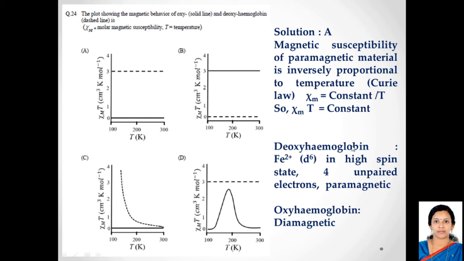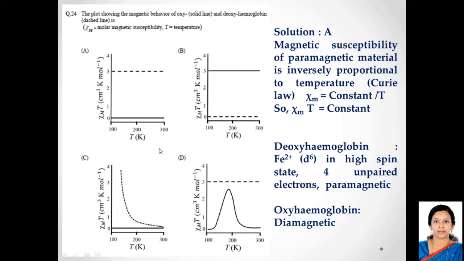Definitely deoxyhemoglobin, the paramagnetic species, will have more magnetic susceptibility. So, you have to be very careful what the graph is looking at, what is plotted, what is on the x and y axis. On the x axis it is magnetic susceptibility multiplied by temperature. It is not magnetic susceptibility versus temperature. It is magnetic susceptibility multiplied by temperature versus temperature.